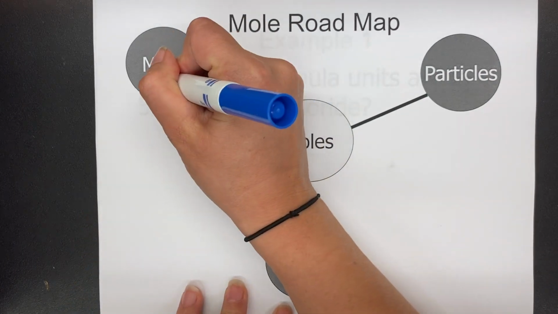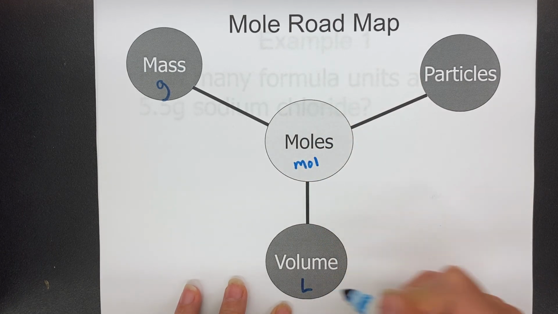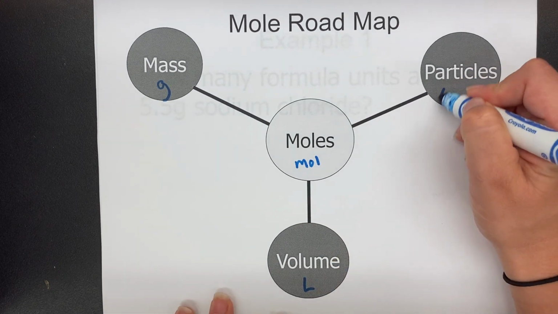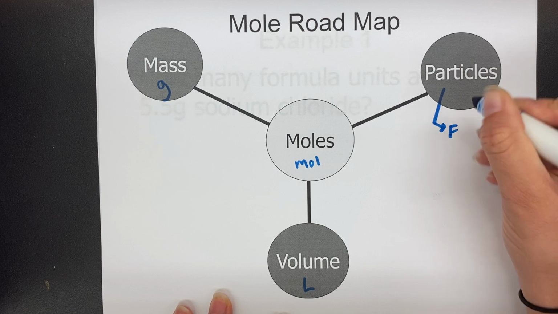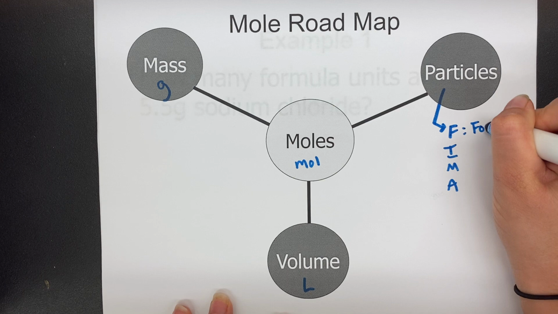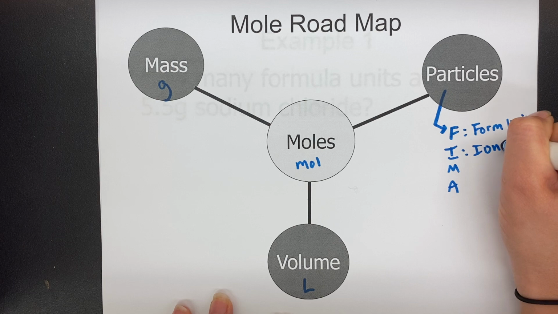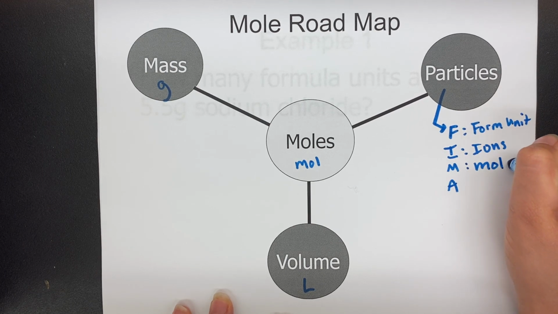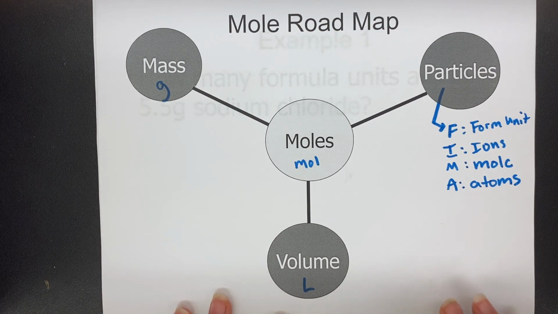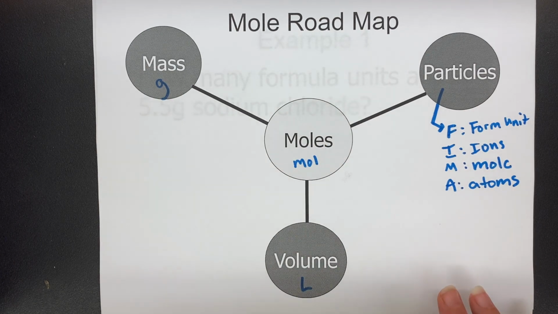So mass, remember its units is grams. Moles, you can just abbreviate as MOL. Volume is liters, okay? So I would draw this out and put these with it. Particles. This takes a little bit more room. You need to remember FEMA. Remember formula units, ions, molecules, and atoms. So if you have any of those four things, that means you're starting with particles. Or if you're trying to find one of those four things, you're going to particles.